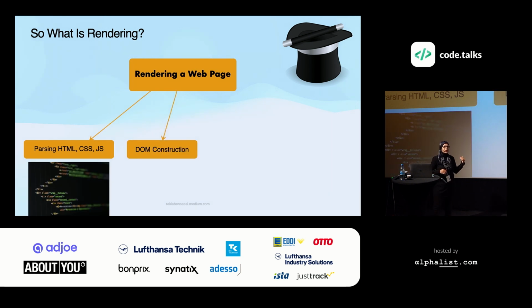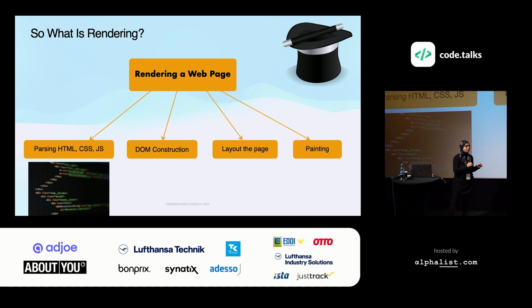From that, the browser will construct the document object model, which is a tree-like representation of your HTML. Then comes layout, in which the browser will calculate where each element should be positioned and how much space it should occupy on your page. And finally, the browser paints. It fills in pixels according to the layout it computed, bringing your page to life.